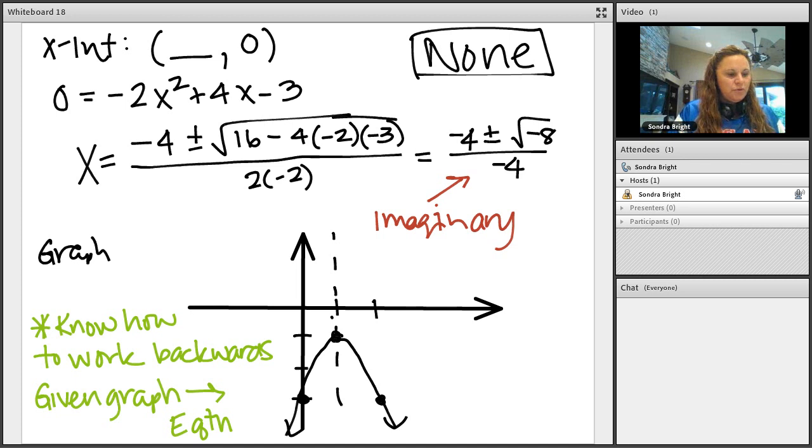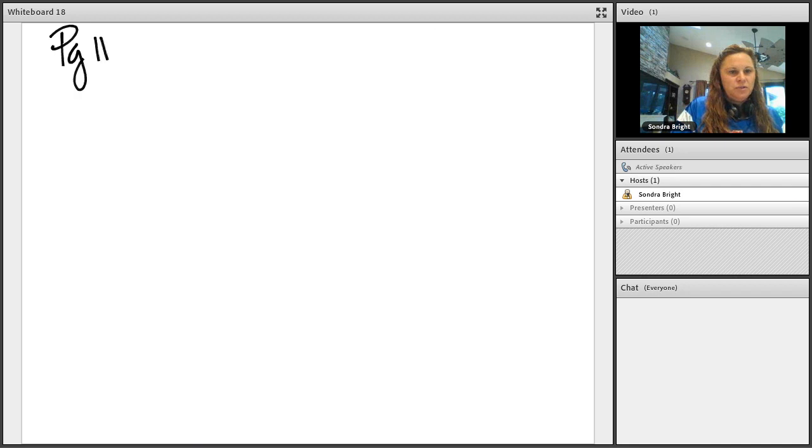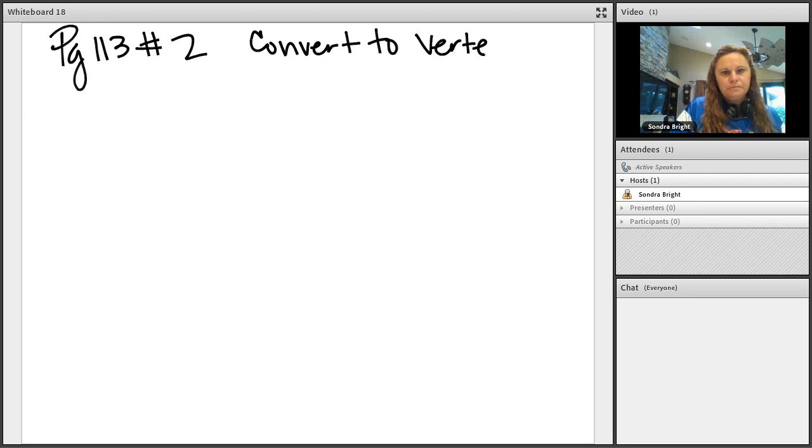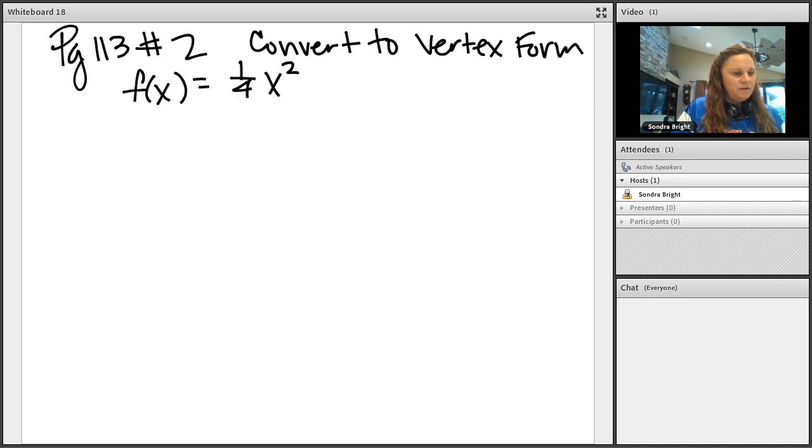Okay, let's do another type. Page 113, number 2. This time I want you to convert to vertex form. So given f of x is equal to 1/4 x squared minus 2x plus 3. Convert it to vertex form and then we'll find all of that information also.